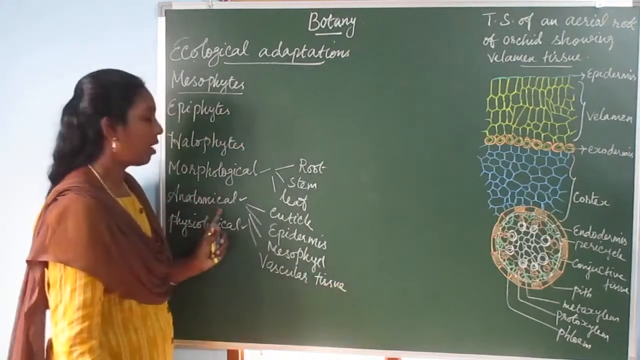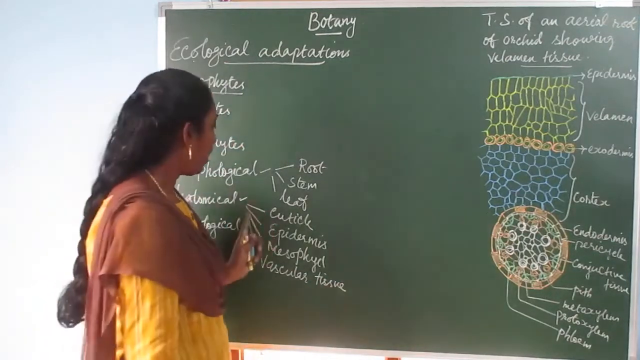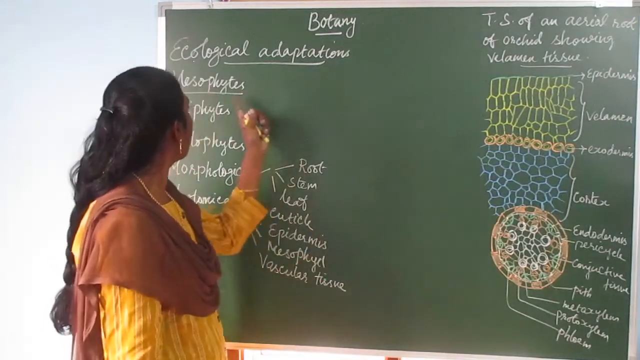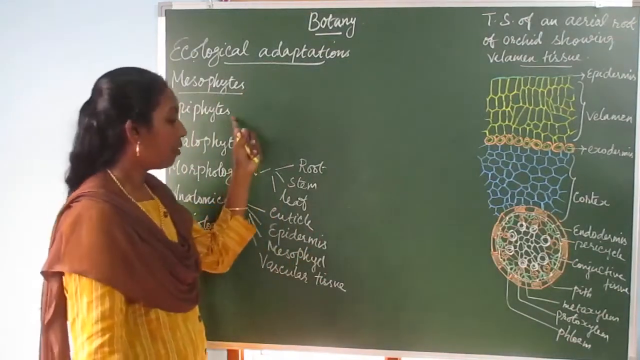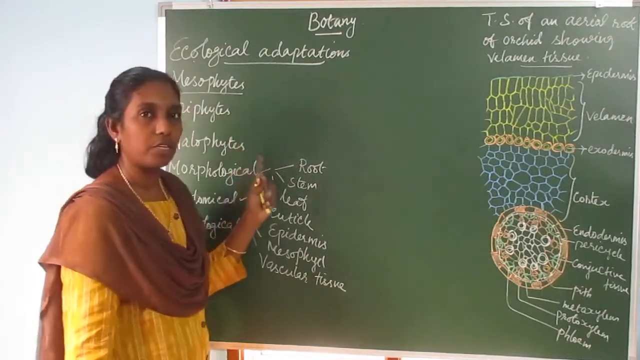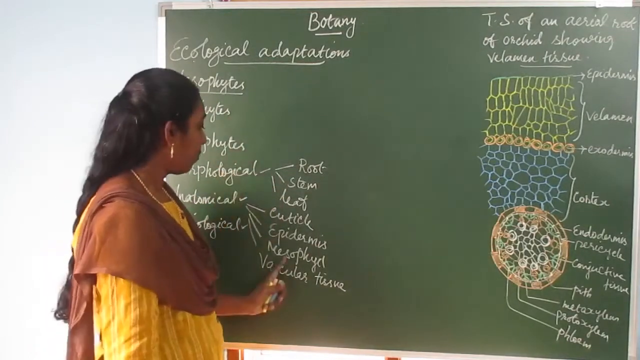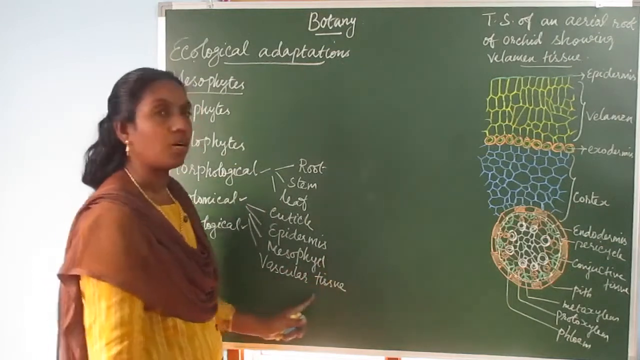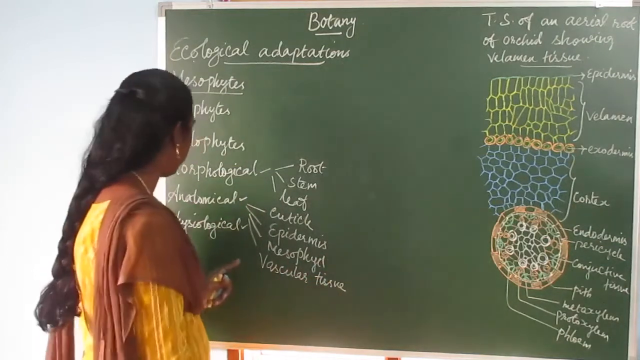So under this heading, anatomical adaptations, you write about cuticle. What about the cuticle in mesophyte? What about the cuticle in epiphyte? What about the cuticles in halophytes? Then epidermis. What about the epidermis? What about mesophyll? What about the vascular tissue?